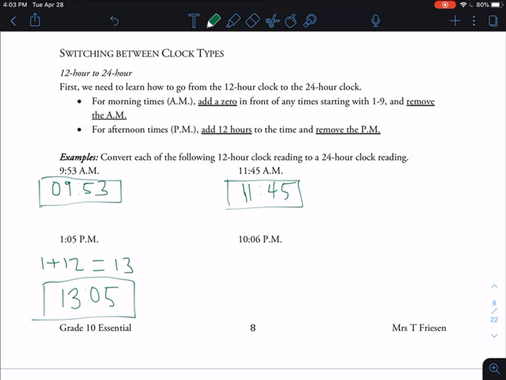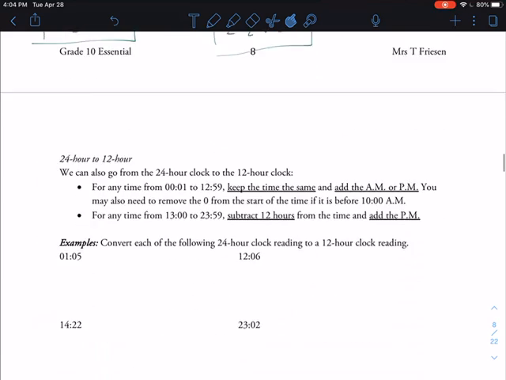And then for 10:06 p.m., same thing. Okay, I'm going to take those hours, 10, and I'm going to add, there we go, my stylus is working now, 12 hours to it to get me to 22. And then I'm going to remove PM. Okay, so there we go, 22:06. All right, let's scroll down.